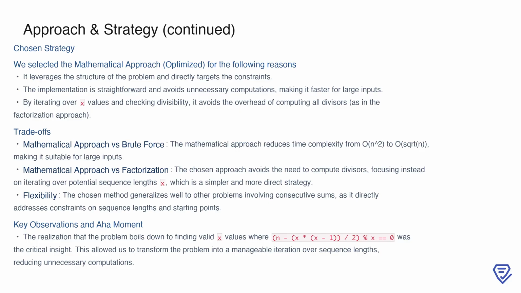One key insight, or aha moment, in this approach was realizing that the problem reduces to finding valid sequence lengths x that satisfy the divisibility condition (n - x*(x-1)/2) % x == 0. This insight reframed the problem in terms of manageable iterations, eliminating redundant calculations and making the solution highly efficient. Overall, this strategy not only addresses the specific problem effectively but also generalizes well to similar problems involving sums of consecutive integers.